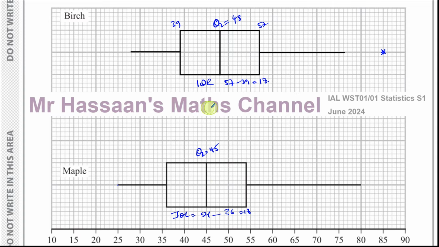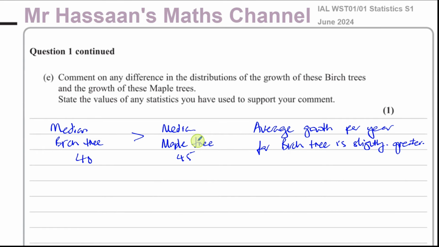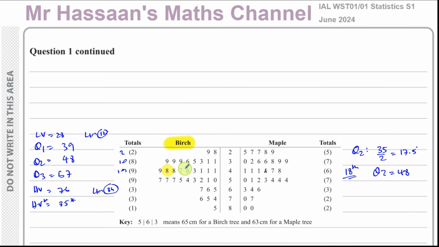The interquartile range tells you how spread out the data is. So you can say the growth per year is consistent for both of them, the same kind of consistency. But here they're asking us to highlight the differences. So I would stick with the median, because with the median we see a slight difference. With the interquartile range they're the same, so that won't give any difference really.